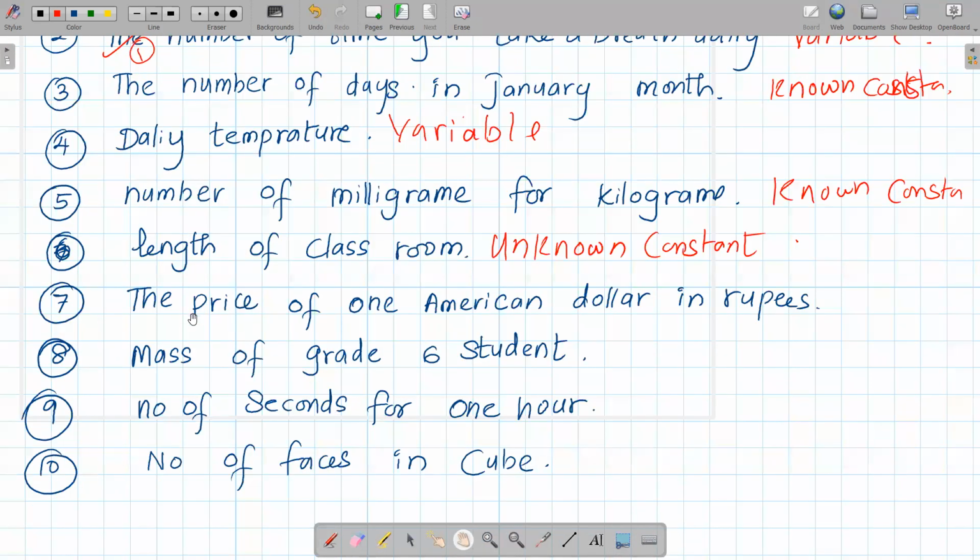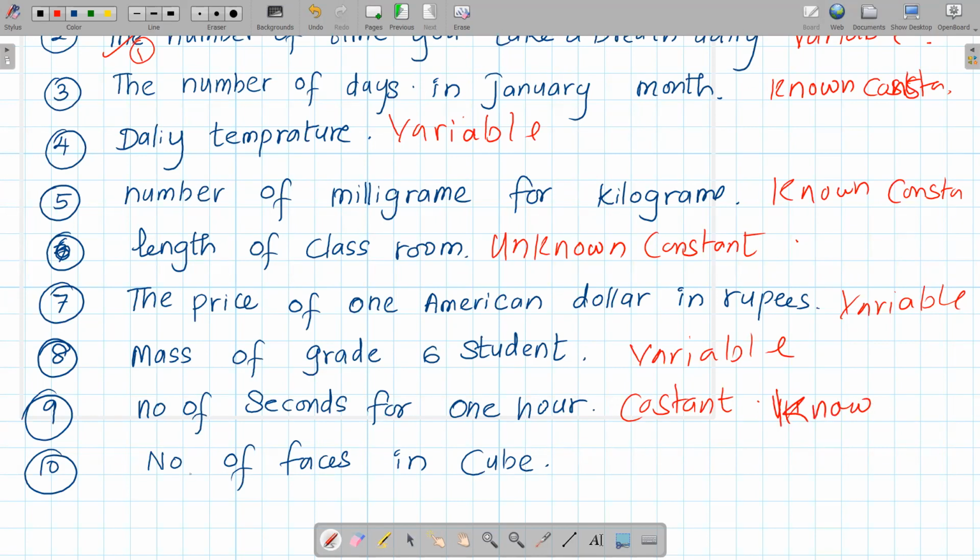Then what is the price of the American dollar in rupees? It's changed, no? So you can say variable. The mass of the grade 6 students, it's varied. Variable. The number of seconds in 1 hour, it's constant. It's non-constant, not an unknown constant. You should write non-constant. Number of faces in a cube. The number of faces does not change. You can say non-constant.